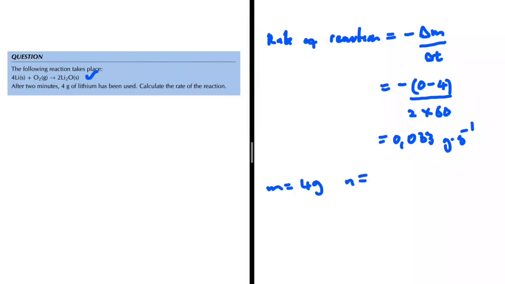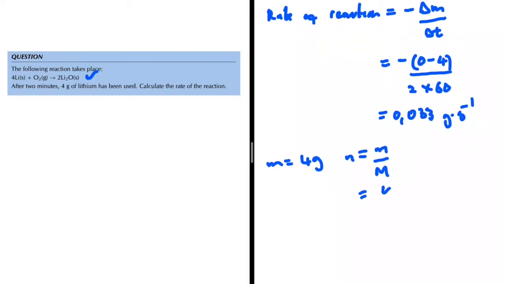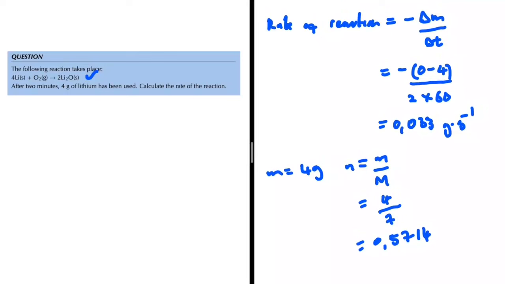The number of moles using the mass is equal to the mass divided by the molar mass. So the mass is 4 grams and the molar mass of lithium is 7. So that is 4 divided by 7. Let me just put that in my calculator. 0.5714. Right. So before you get to the final answer, you want to round off to 4 decimal places, and only when you get to the final answer will you round off to 2 decimal places. So there we go. We have the number of moles of lithium that we used in that 2 minutes.